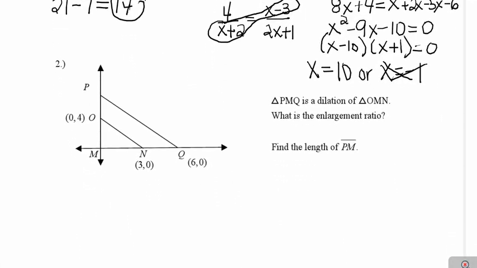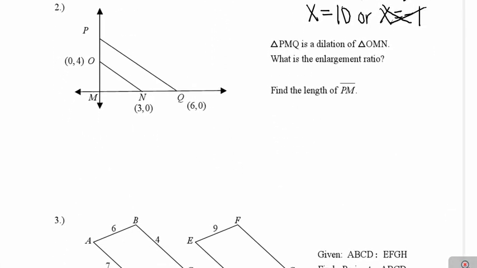Moving on to example 2, this is slightly different, but same sort of idea. It says triangle PMQ is a dilation of triangle OMN. What is the enlargement ratio? And find the length of PM. So because it's a dilation, that's just another way of saying that the two triangles are similar to each other. So I'm going to start by setting up the extended proportion.